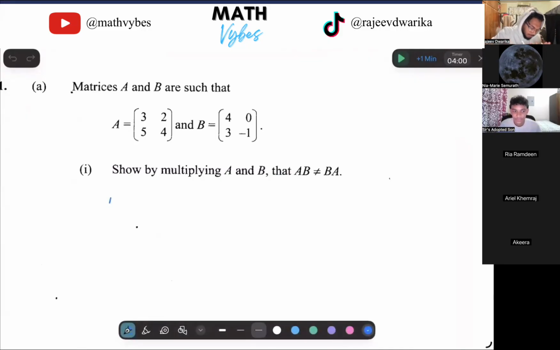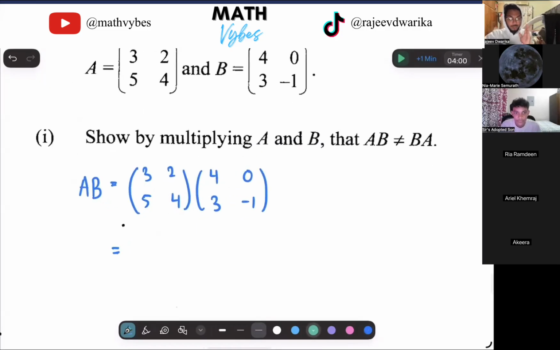Yeah. So let's multiply A by B. Let's start off by doing that. So matrix A is 3, 2, 5, 4. And we are multiplying that by B, which is 4, 0, 3, minus 1. How we do this is rows by columns, right? So what is the first row over here? 3, 2. And what is the first column over here? 4, 3. So we're going to multiply corresponding elements: element 1, element 2, element 1, element 2.